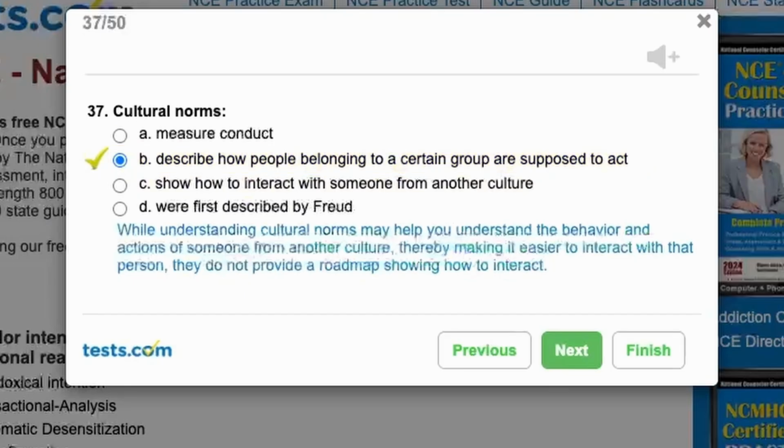B. While understanding cultural norms may help you understand the behavior and actions of someone from another culture, thereby making it easier to interact with that person, they do not provide a roadmap showing how to interact.